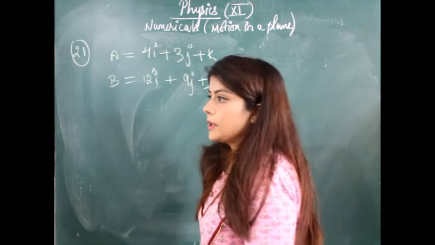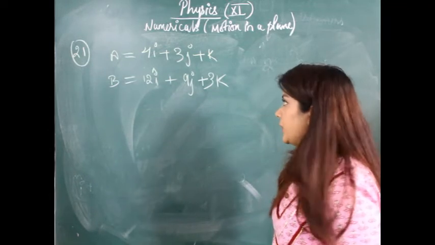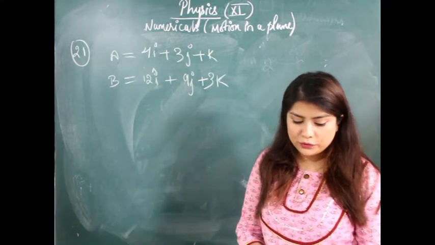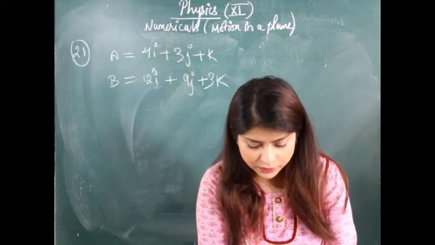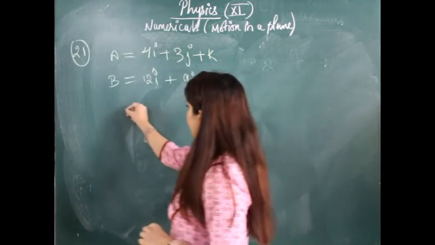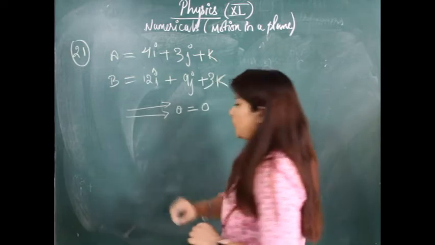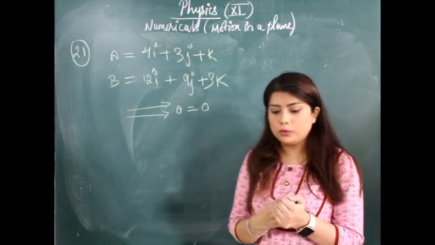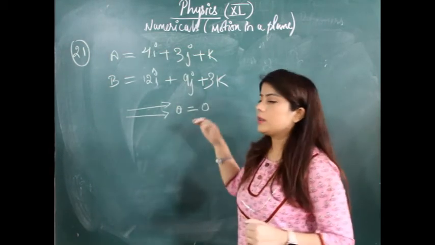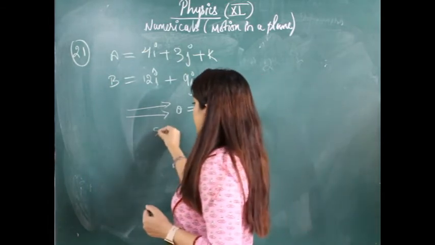Now the question is, there are two vectors. Prove that these two vectors are parallel to each other. You have to prove that these vectors are parallel to each other. Parallel means if two vectors are parallel to each other, theta will be 0. So whenever we have to think in such a way, just think like this: theta is equals to 0.